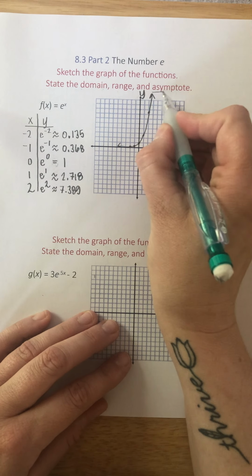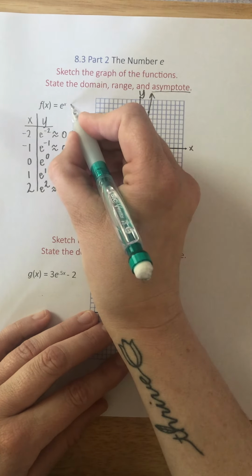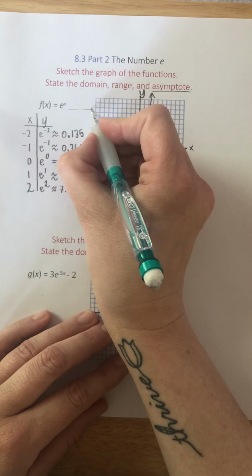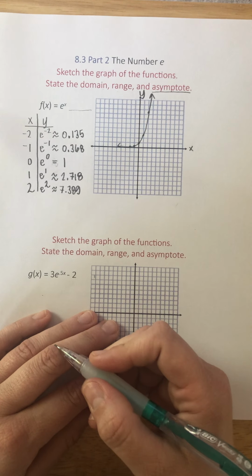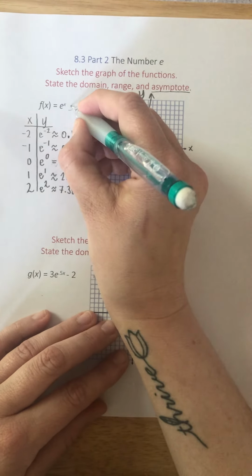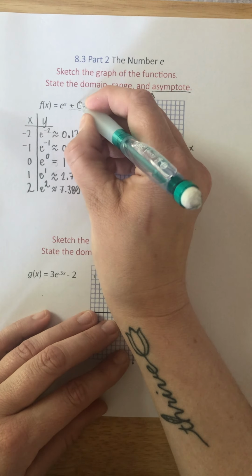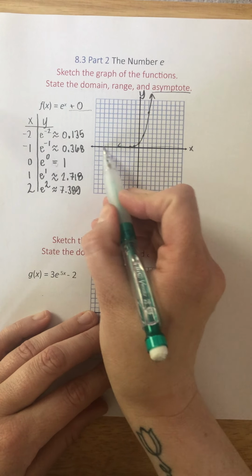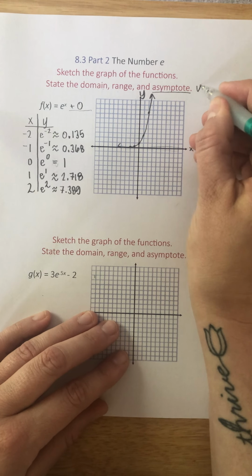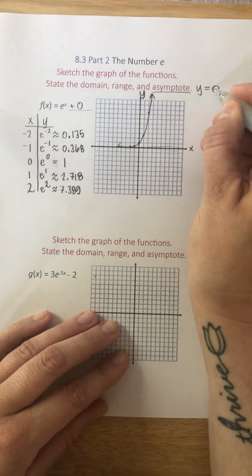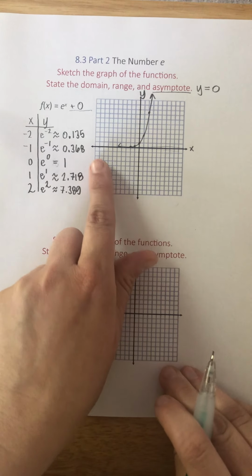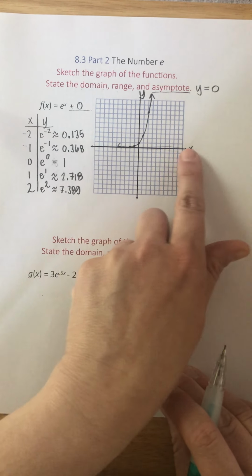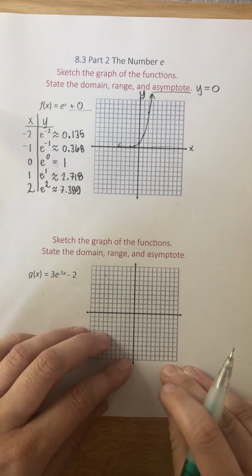Let's start with the asymptote. Remember we said if there's a number back here, that's going to tell you what your asymptote is. But this is like having a +0 because there's nothing back there. So that's why we're saying that it is going to get close to y equals 0. That's going to be our asymptote. That would be a horizontal line, and we're saying that that's what it's going to get close to.